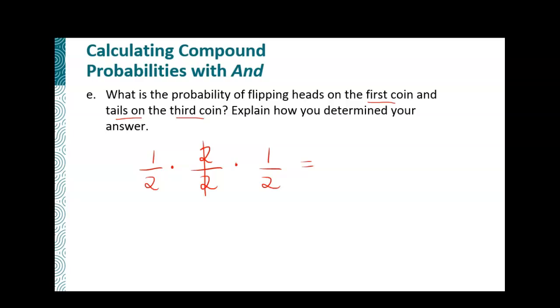Okay, 1 times 1 times 1 is 1. And then 2 times 2? 4. Okay. Good job.